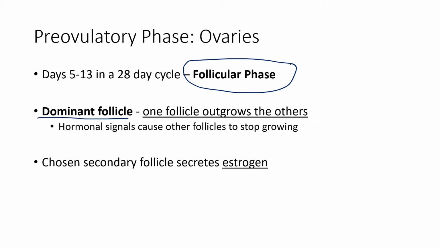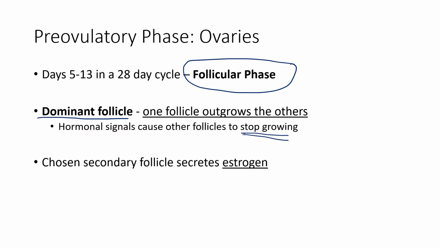Sometimes women can ovulate 2 or more. It's very rare, but it can happen. Typically, only one follicle is going to be chosen to continue forward and develop into secondary and a Graafian follicle. This particular follicle will start to continue its growth. All of the others will stop growing.